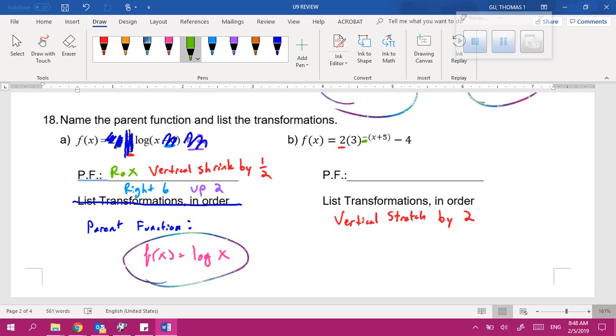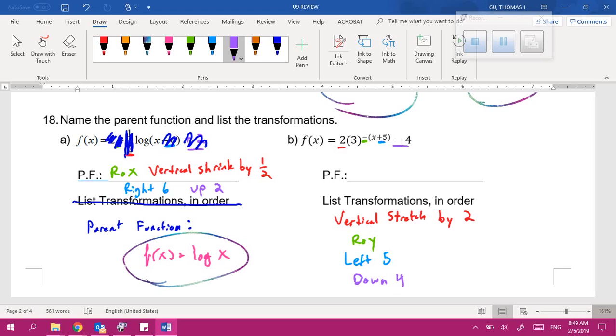Why is it the y? Because it's being applied to just x, you see. If it was a reflect over x, it would be at the very front over here. Remember? So that's going to be reflect over the y. And then left 5, that's right. Left 5 and then down 4, that's correct. So there's all your transformations.